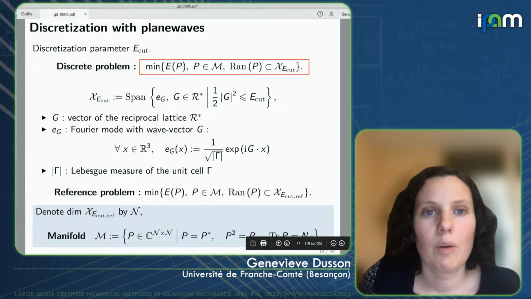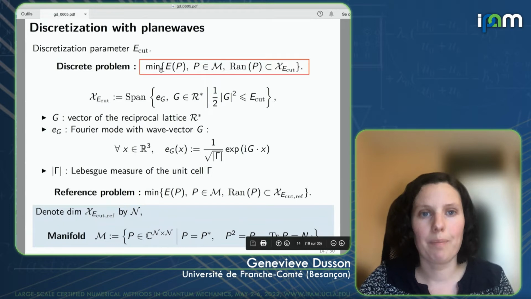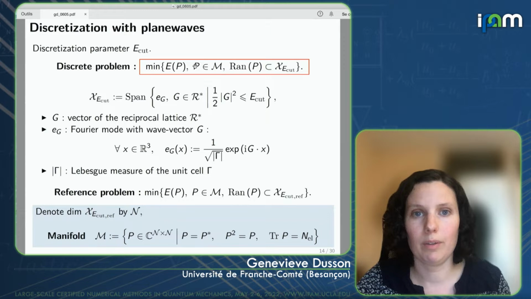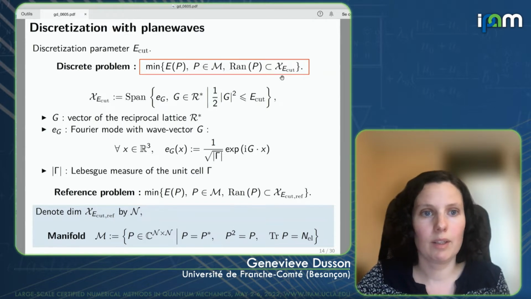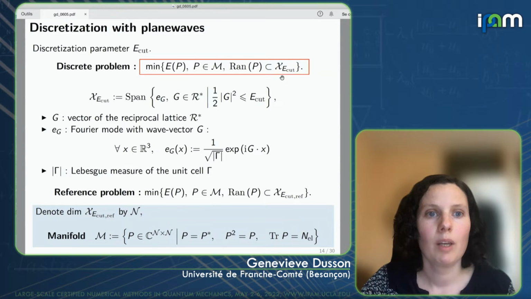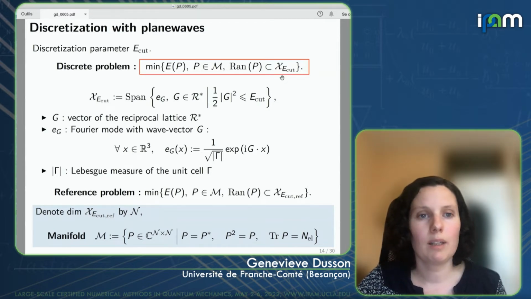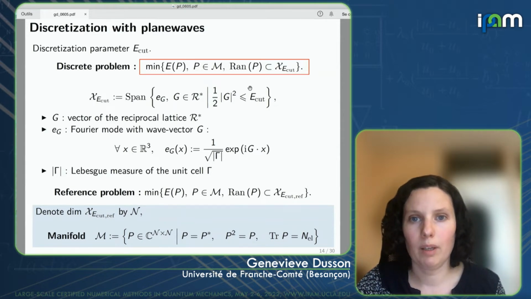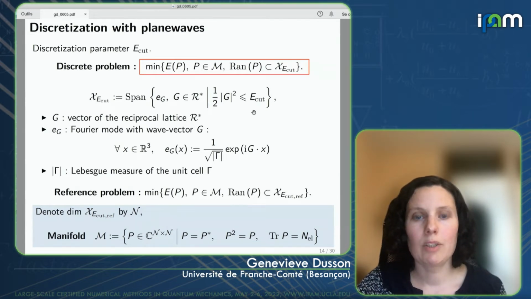Okay, so then we discretize this problem. So we look at the minimization of this energy, with P being a projector whose range is in this discrete space. And we chose to use plane waves. So this approximate space here is composed of all plane waves which have kinetic energy less than a chosen cutoff.